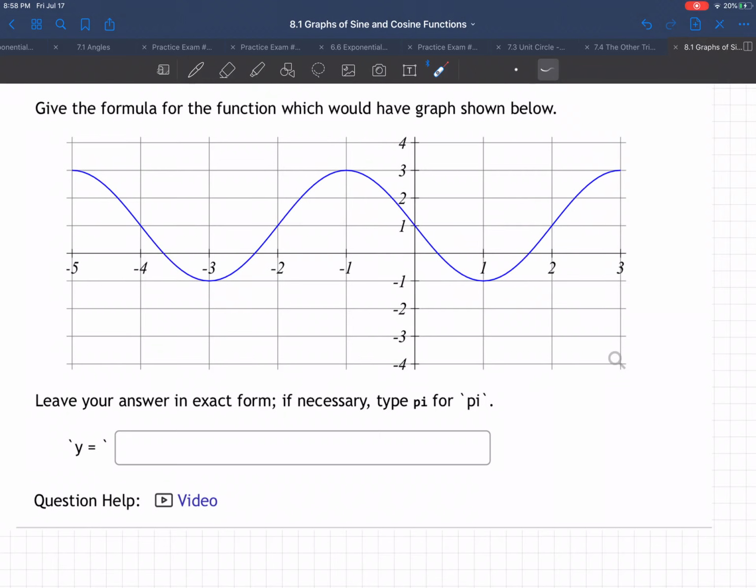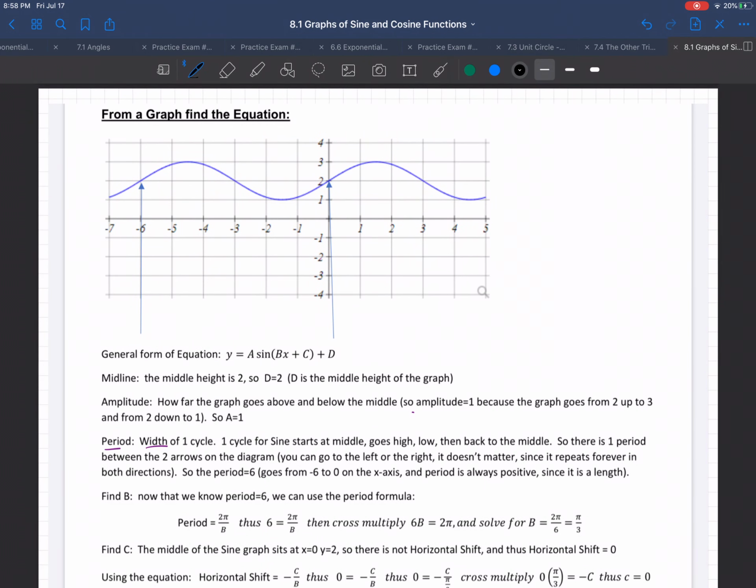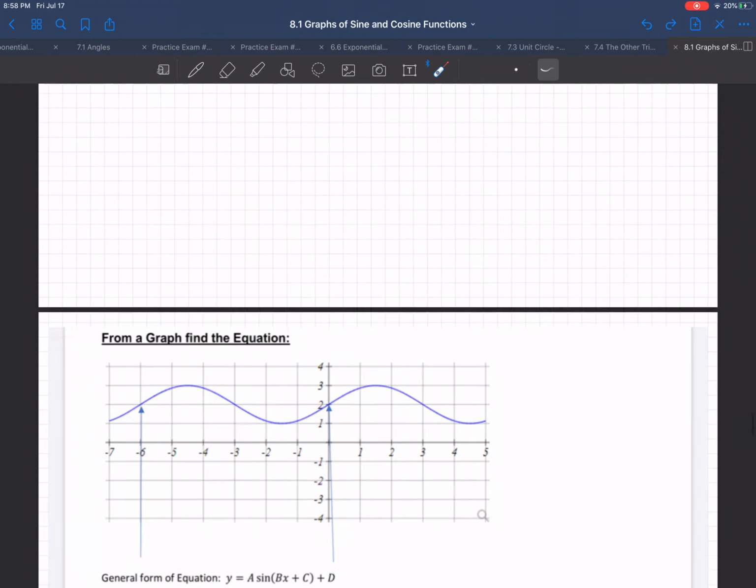Okay, so here we have a function graphed, and they want us to figure out the equation of this function. So I've given you some notes to help with that. And it says the first thing to do is write the general form of this equation and find the midline. So let's go do that.